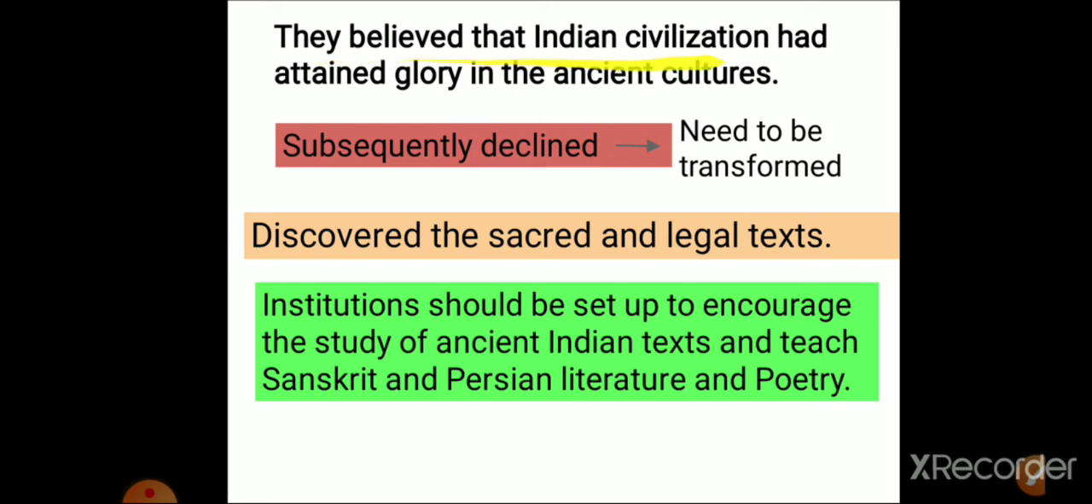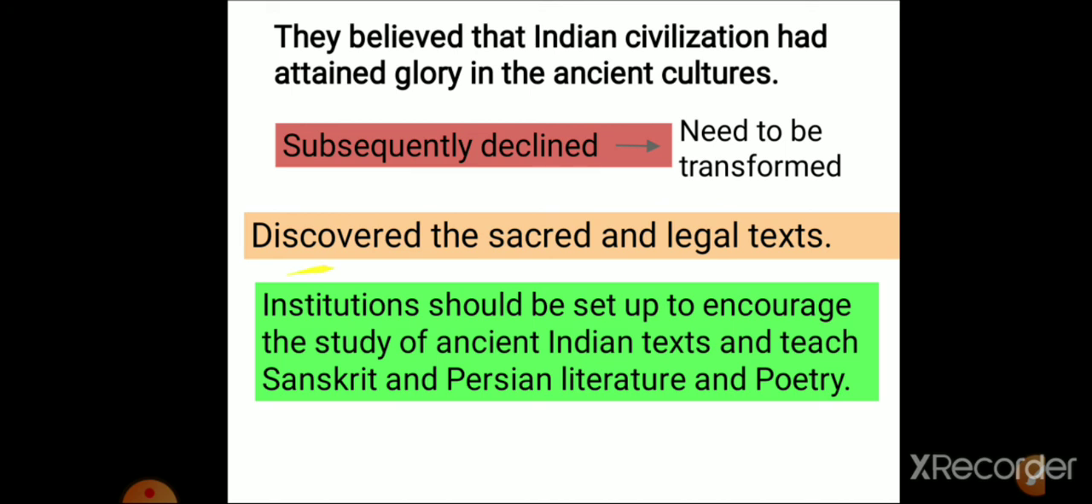They believed that Indian civilization had attained glory in the ancient period. Okay, so that was true. Indian civilization attained glory, that means it was so famous. It was called the golden bird even in the ancient period. But subsequently it declined due to the attacks of different invaders and all, and that's why it needed to be transformed or rebuilt again.